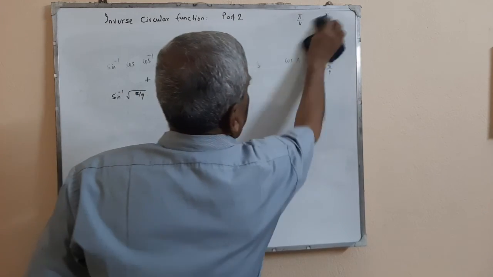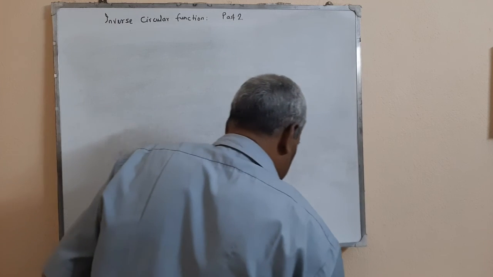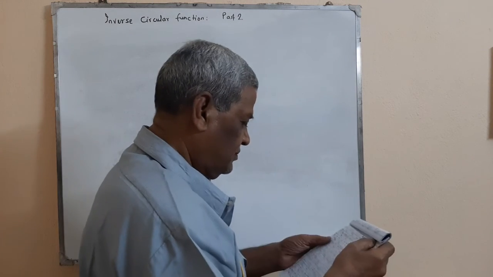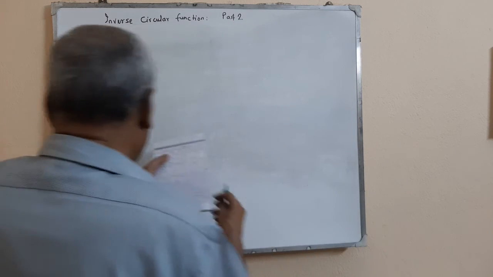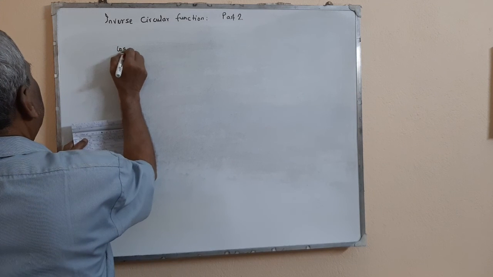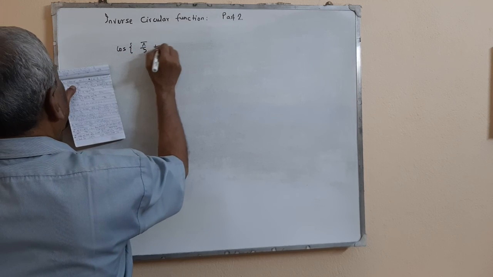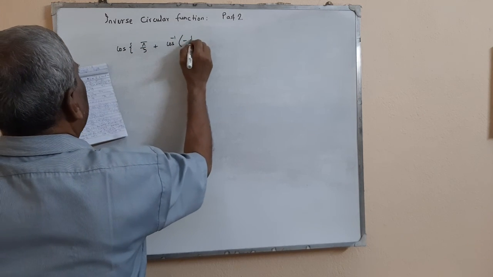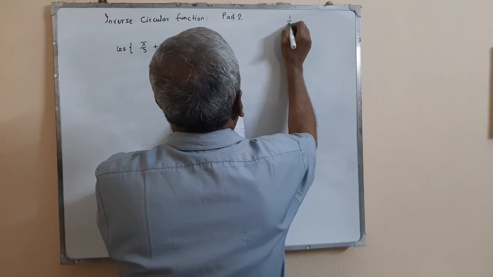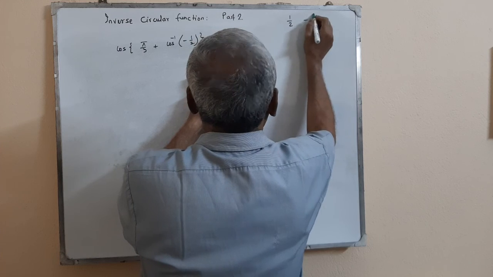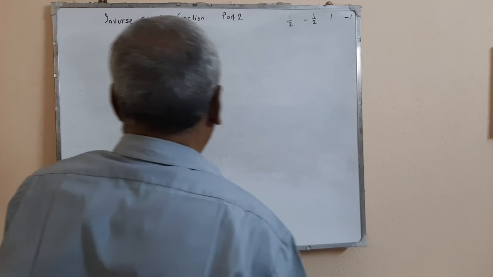Next. The value of cos of pi by 3 plus cos inverse minus half is equal to: half, minus half, 1, and minus 1. That problem is very simple.